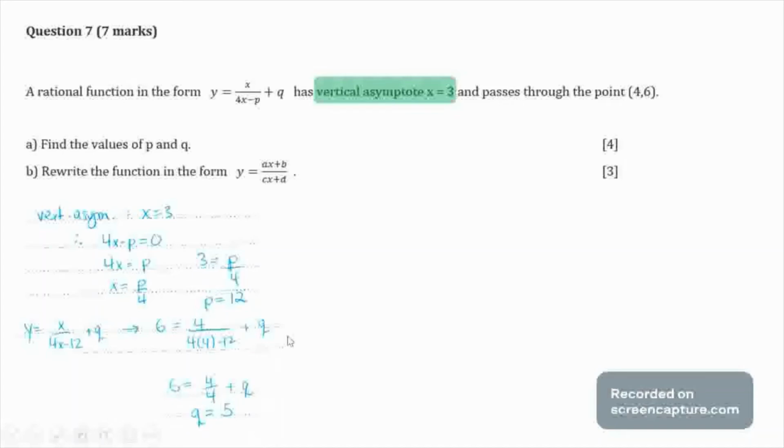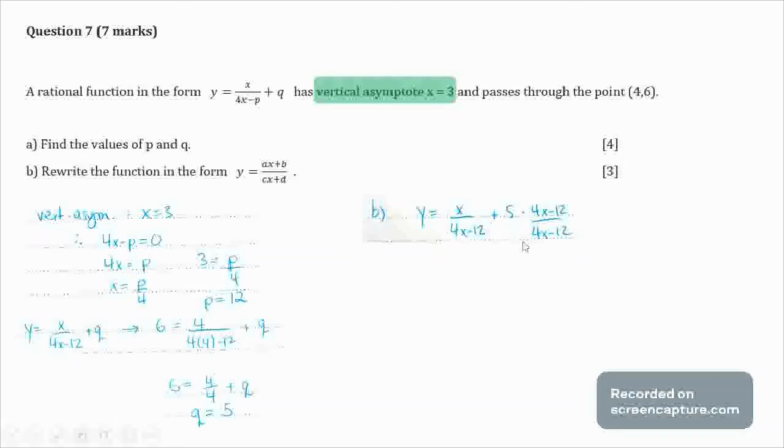Okay, so now we know p and q, and now we can go on to step B here. We know that we can have rationals in this form or in this form, and the way to change that is to combine these two here. So this second part, the q value, which we now know is a 5, to combine these fractions, we need to take this second fraction, which is really 5 over 1, multiply by (4x minus 12) over (4x minus 12), a version of 1, and we will then have a common denominator we can combine.